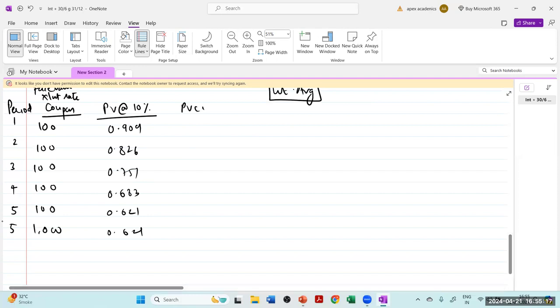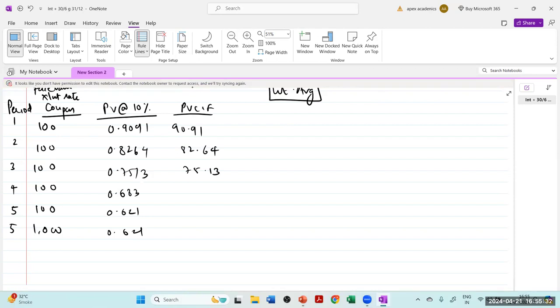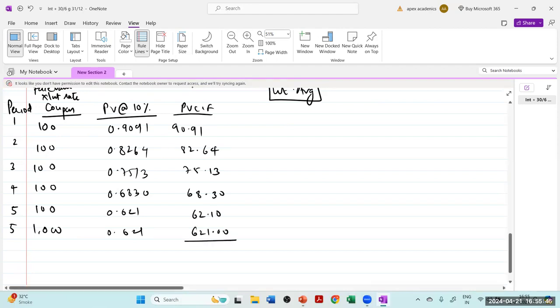Now, present value of cash inflows, please. What are the present value cash inflows? Here it will be 90.91, 82.64, 75.13. They have taken 4 decimals, so I'll also take 4 decimals. Then it is 68.30, then 62.10, and then 621.00. Okay. PVCIF. Now we will take the weighted period.